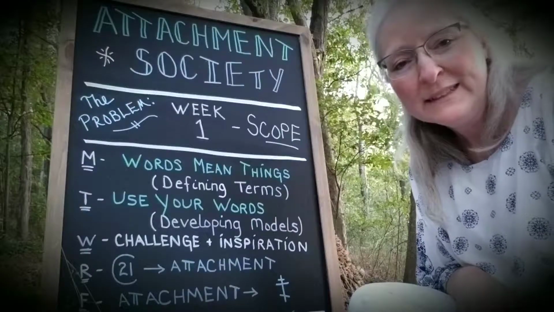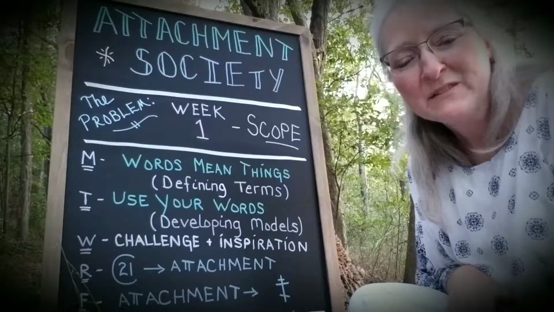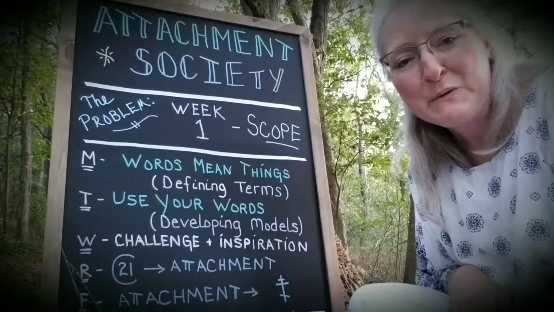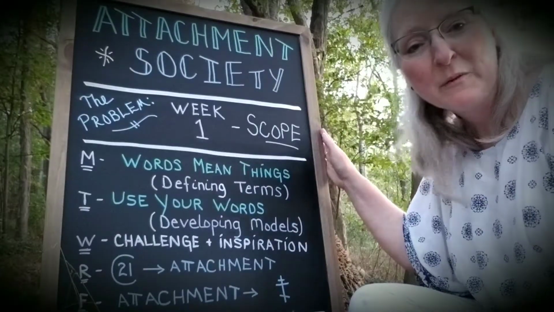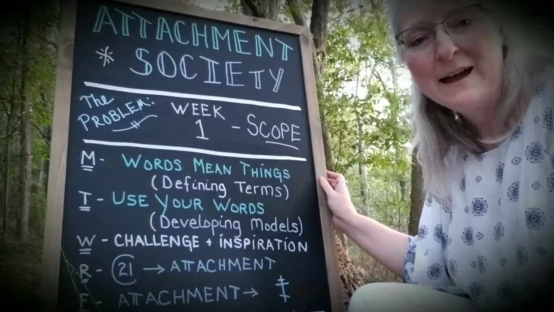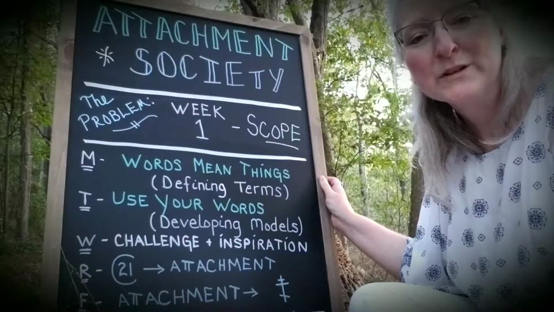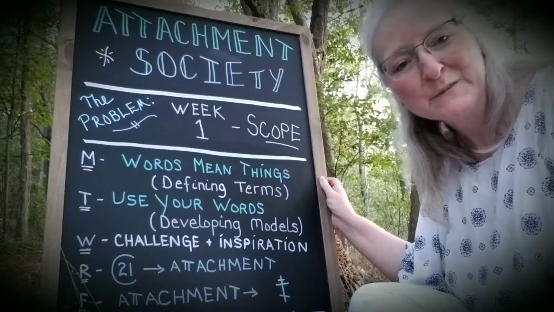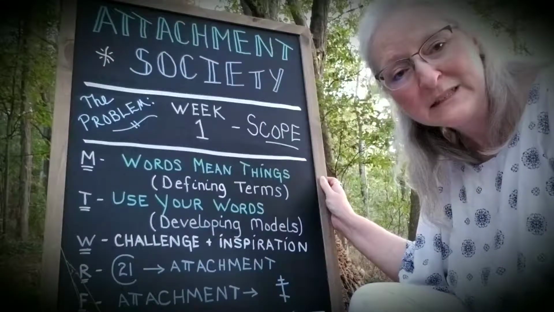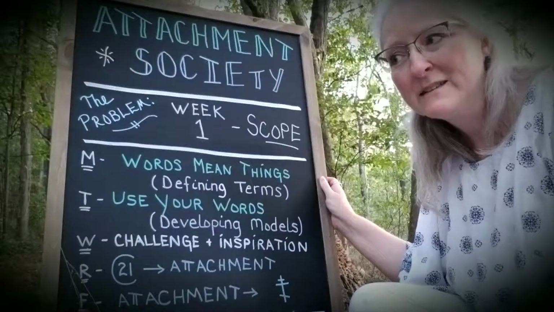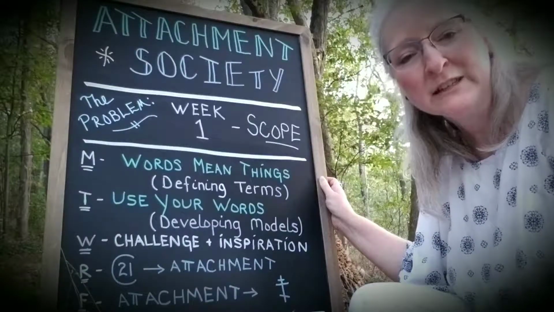We're in week one of six weeks of talking about laying out the problem. So this week we're looking at the scope of the problem. On Monday we did Words Mean Things Monday. We defined our terms and we talked about the definition of attachment as a learned style of being emotionally intimate.